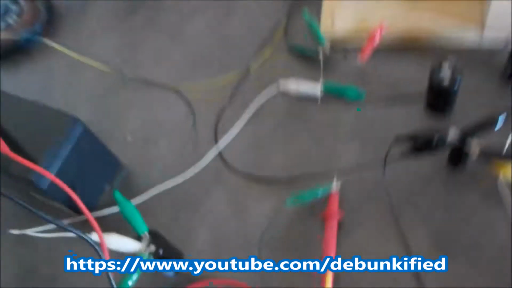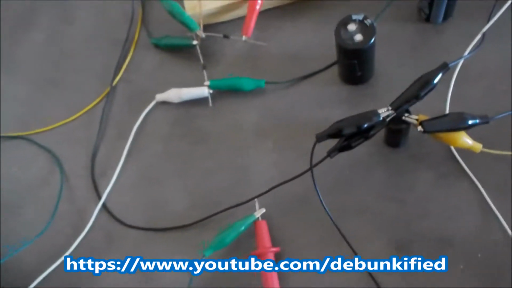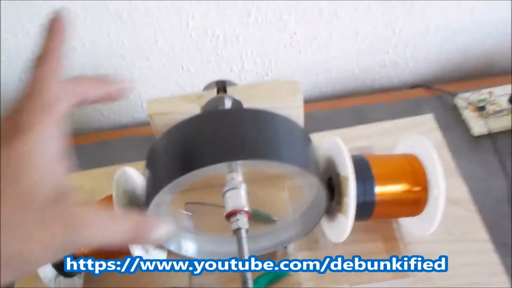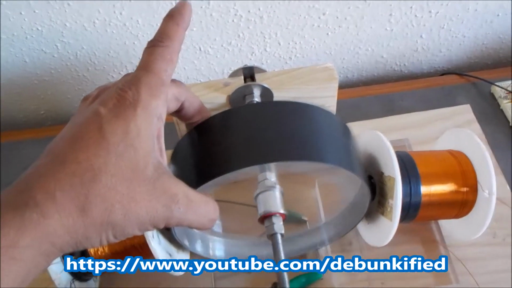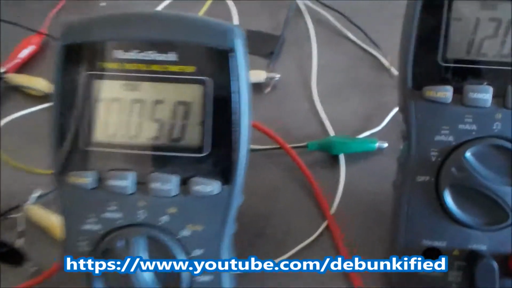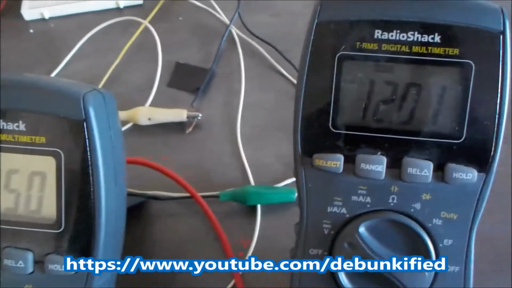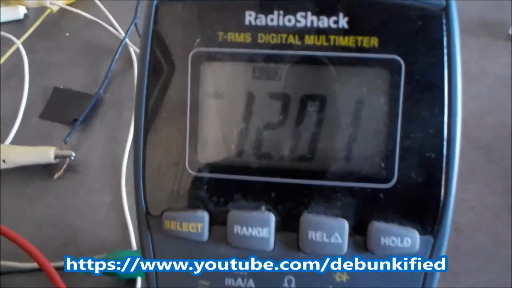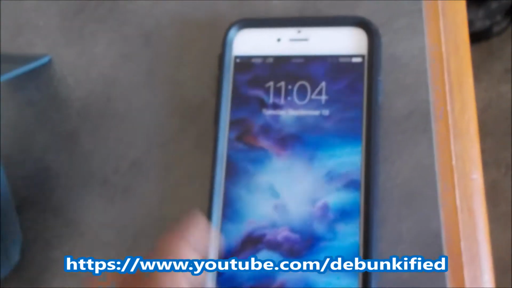Okay, so I'm going to disconnect this. Oh, and by the way, I can't do it now, it's too late. We're going to slow that down to nothing. And this is where we paused it at. So we were using 50 milliamps of current and 12.01 volts on our input power.